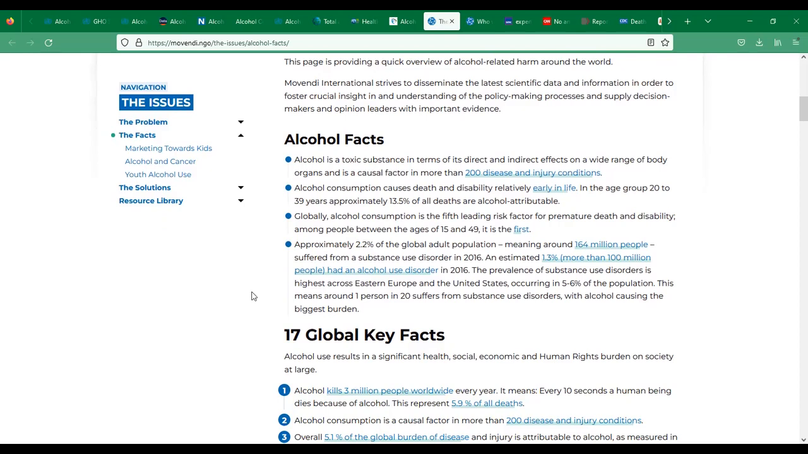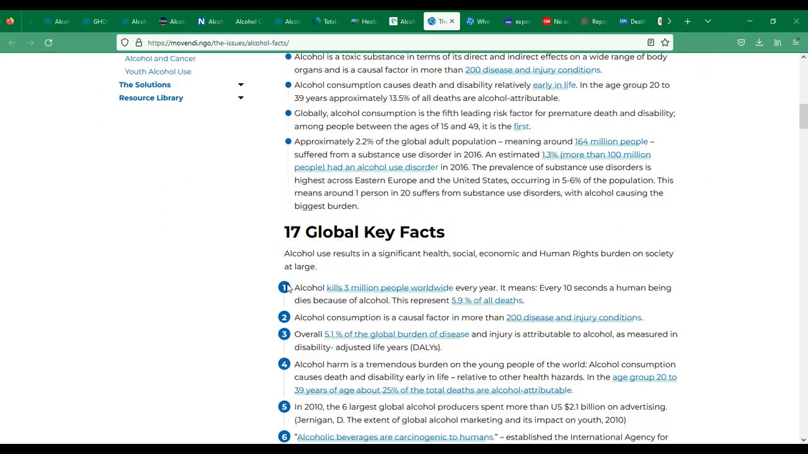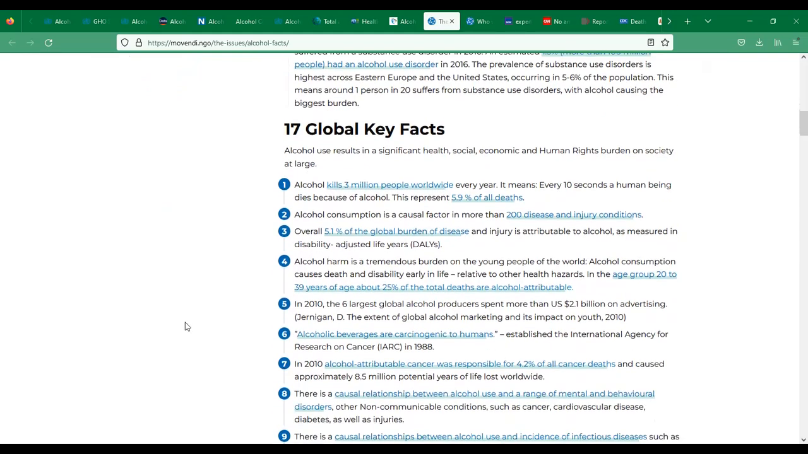Approximately 2.2% of the global adult population, meaning around 164 million people, suffered from substance use disorder in 2016. So we're looking at 164 million people talking about alcohol use disorder. Global facts: alcohol use results in a significant health, socio-economic, and human rights burden on society at large. Alcohol kills 3 million people worldwide. We know that so far.